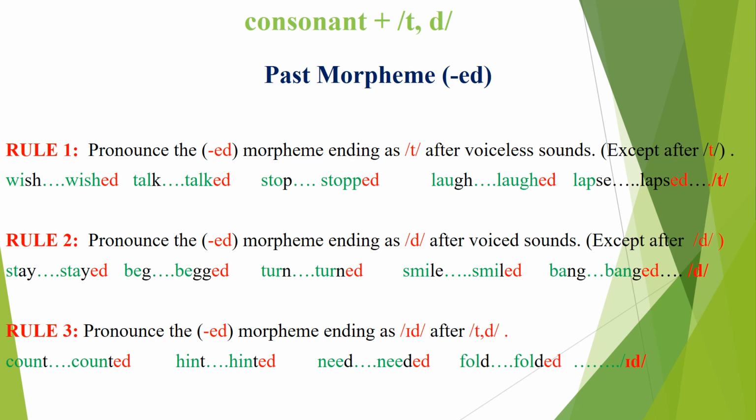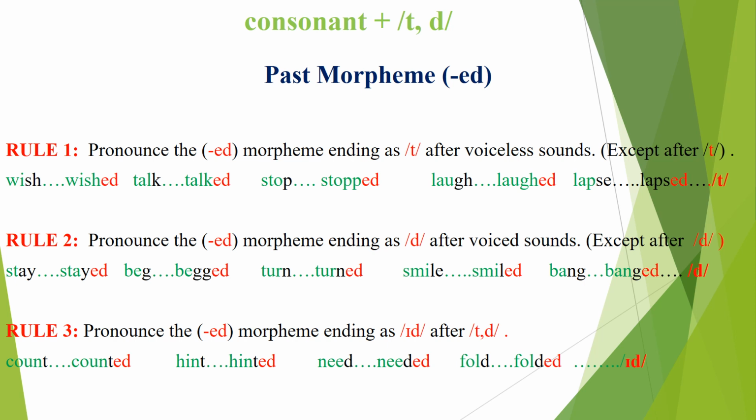So, wish, wished, talk, talked, stop, stopped, laugh, laughed, lapse, lapsed. All of these verbs end with a voiceless sound. And when we add the ED morpheme ending to it, the ED morpheme is pronounced as t.